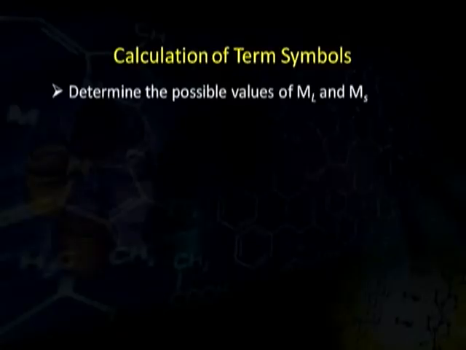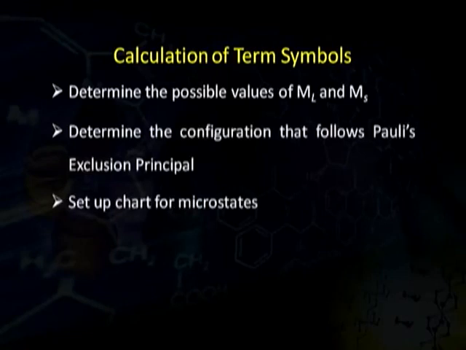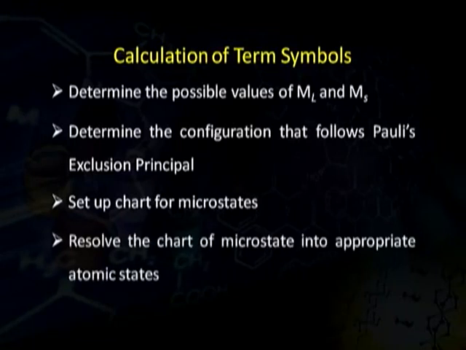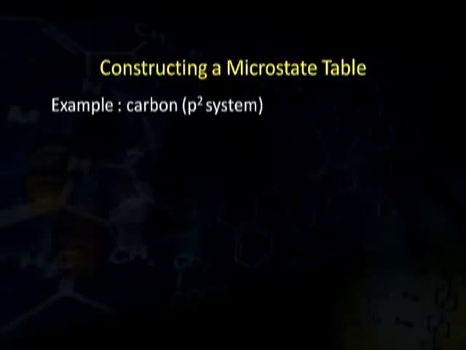How can we calculate the term symbol? First, determine the possible values of ML and MS. Determine the configurations that follow Pauli's exclusion principle, which is a necessity, and set up a chart for the microstates. Then resolve the chart of microstates into appropriate atomic states. The construction of a microstate table, for example, for the carbon P2 system.